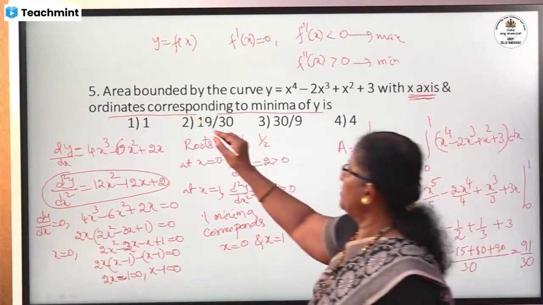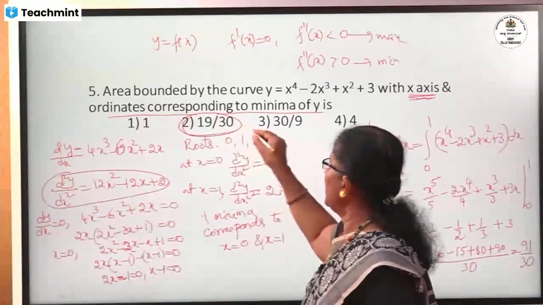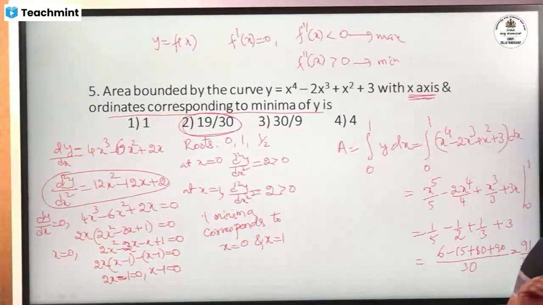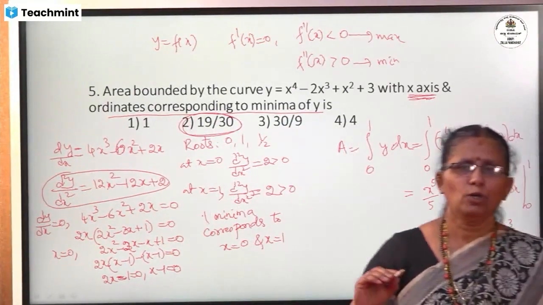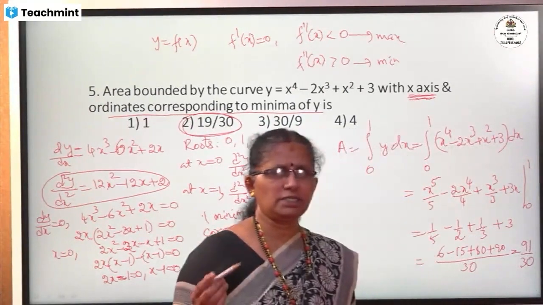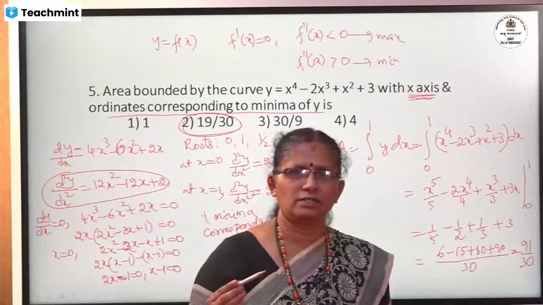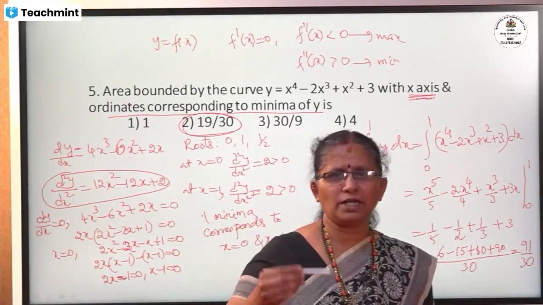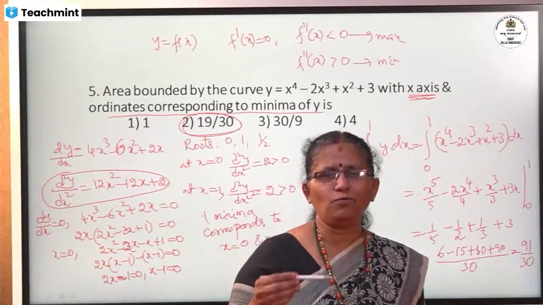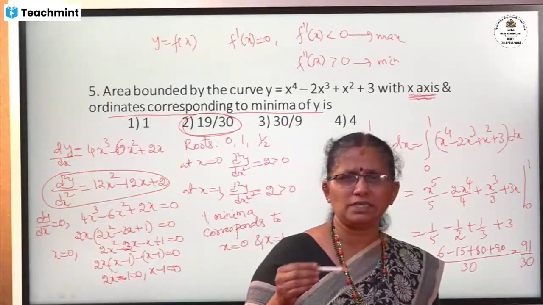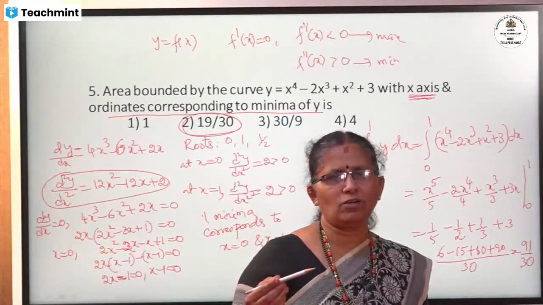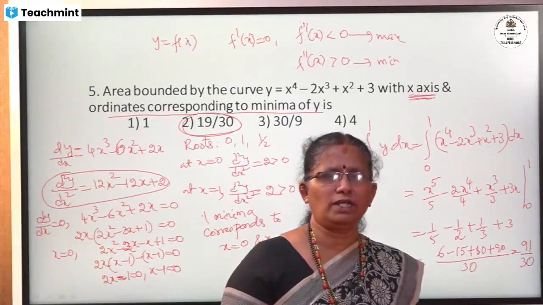But what you are able to see here is 19 by 30. So in CET, sometimes what happens is you may get 1 or 2 questions where either the questions themselves are wrong, or questions are correct but the options are not correct. So you solve a question, you get an answer, it's not available in the options, you solve it again. Again, if you are getting the same answer but it is not there in the options, don't think that you are wrong. Maybe options are given wrong.